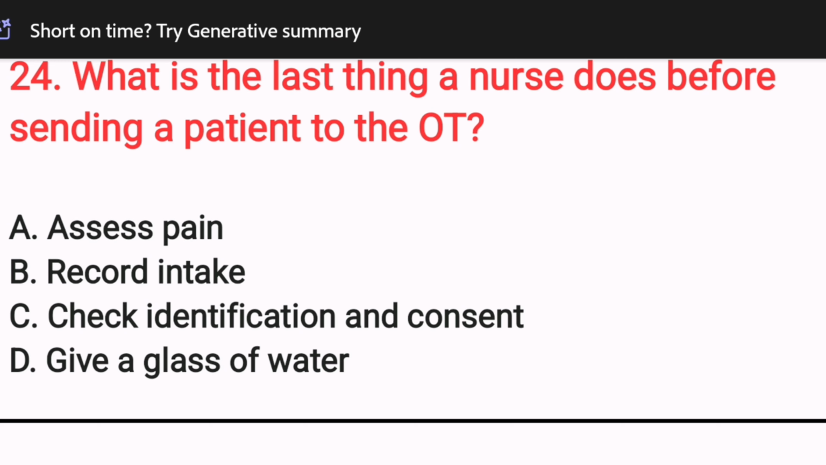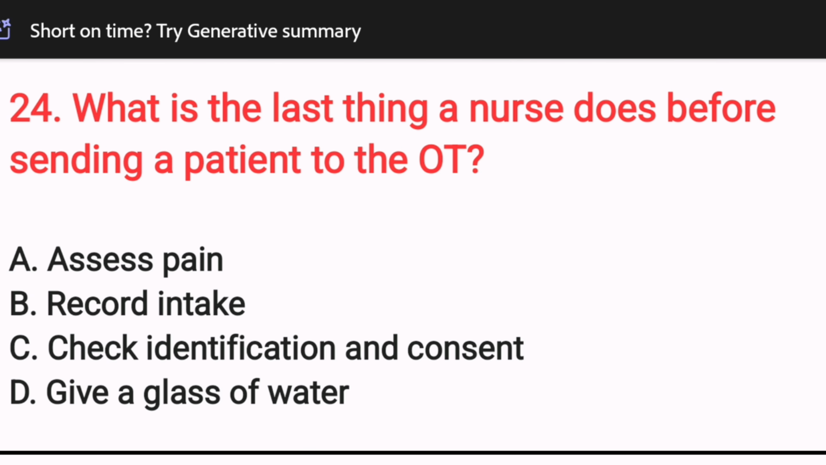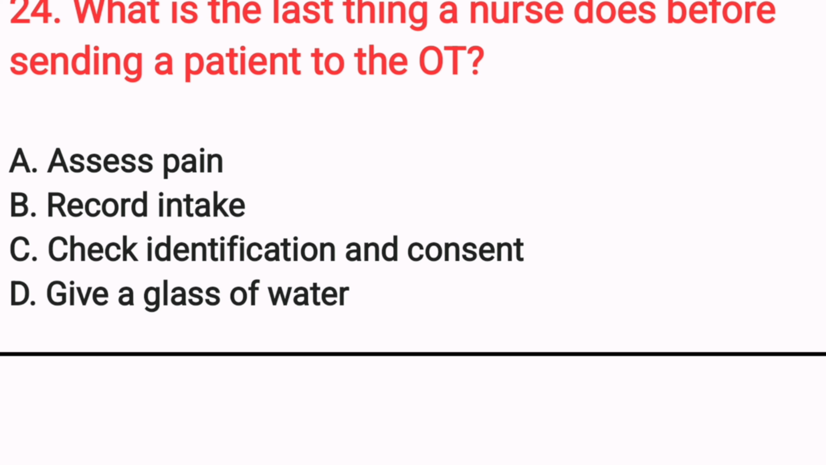Next, what is the last thing a nurse does before sending a patient to OT? Option A, assess the pain. Option B, record intake. Option C, check identification and consent. Option D, give a glass of water.